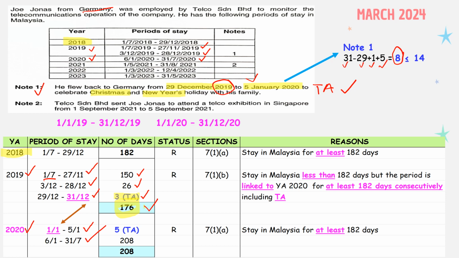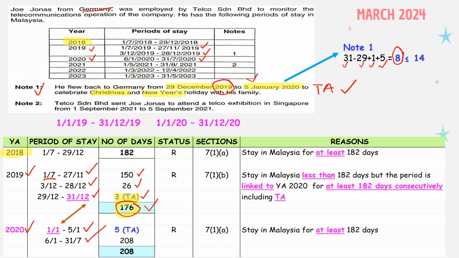Alright? Okay, now let's determine the resident status for 2019. Guys, very obvious. Can we apply A? No. Because for A, you need to stay in Malaysia 182 days. This one is less than 182. So you cannot use A. Okay, let's try B. There are two situations, right? Link 2 and Limbai. For Limbai, we need help from 2018. For Link 2, we need help from 2020. But I don't want to use Limbai. I want to show you guys Link 2. So in this question, we cannot use Limbai. Okay, let's try Link 2.